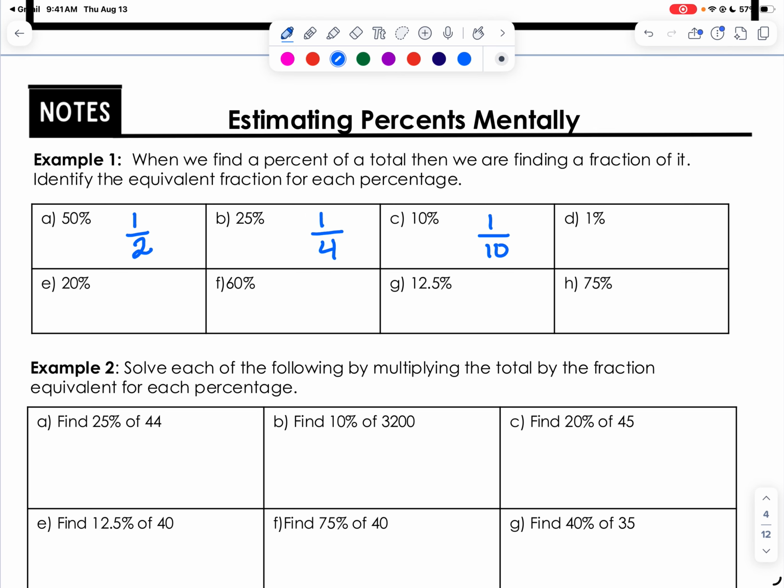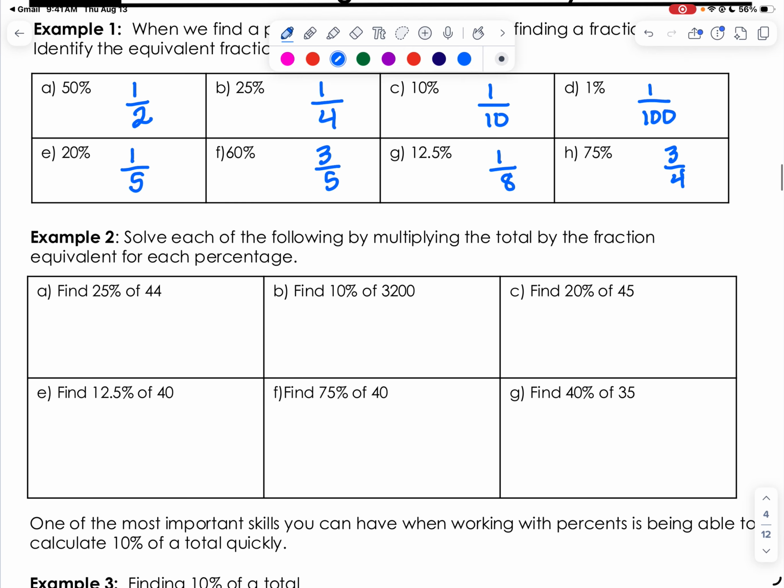1%, 1/100. 20%, 1/5. So 60%, if 20% is 1/5, 60% would be 3/5. 12.5%, now a lot of people don't have this memorized, but it is an important one. 12.5% is 1/8. 75% is 3/4.